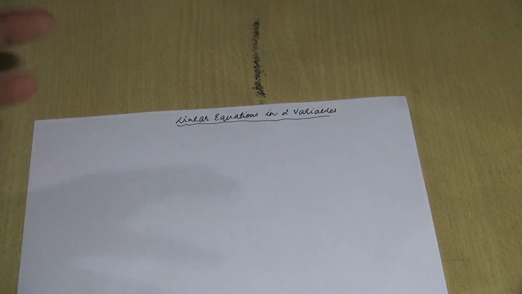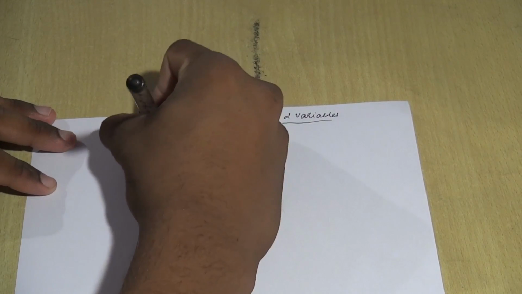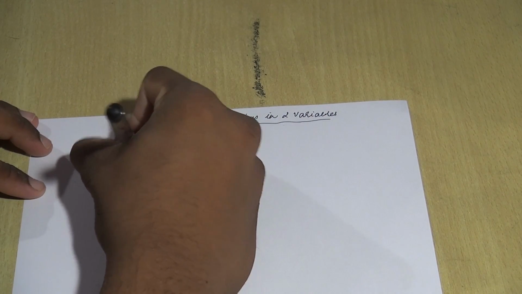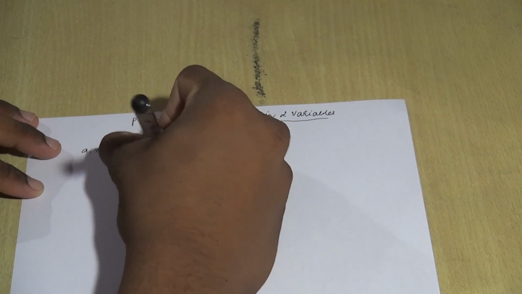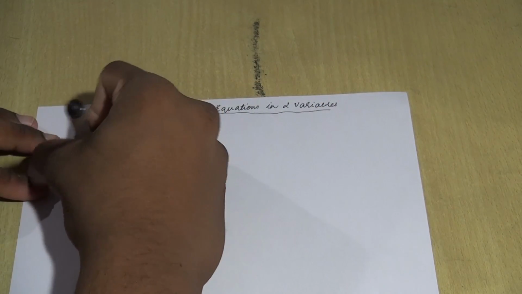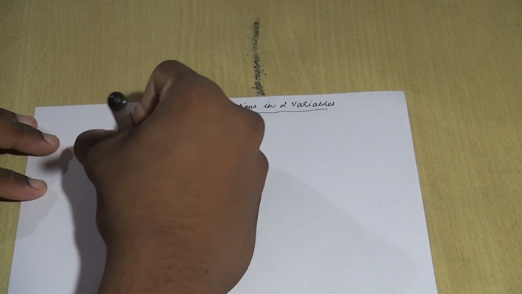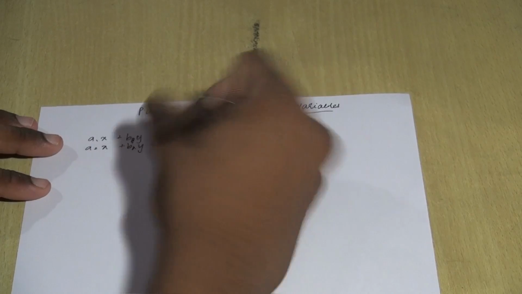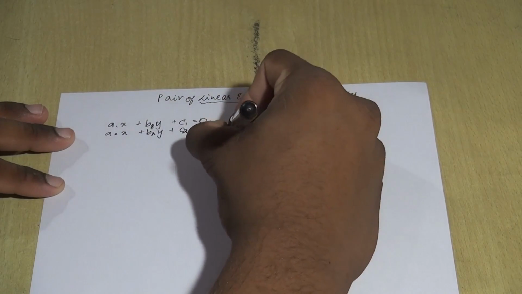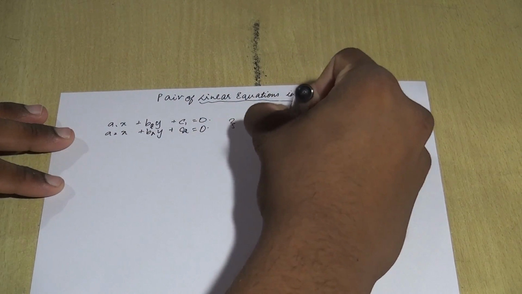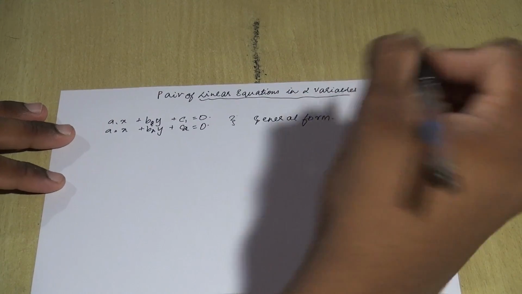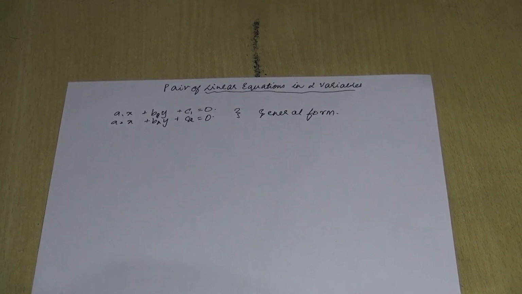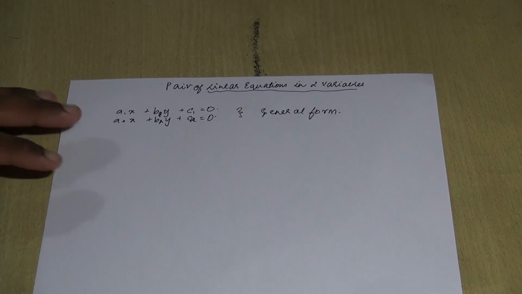The general form of a pair of linear equations is a1x plus b1y plus c1 is equal to 0, and a2x plus b2y plus c2 is equal to 0. So this is the general form, and using this we can find out whether it has a unique solution, or infinitely many solutions, or it doesn't have any solution.